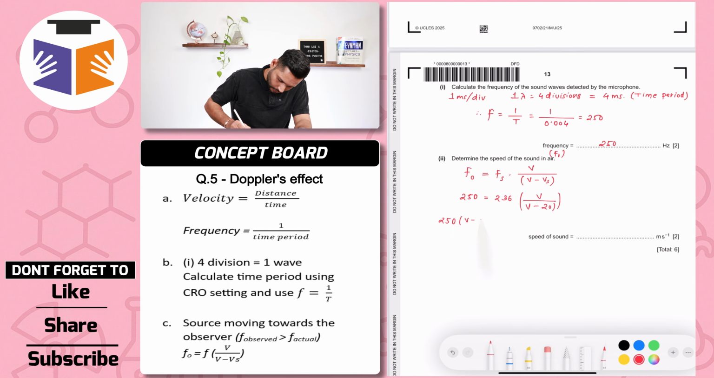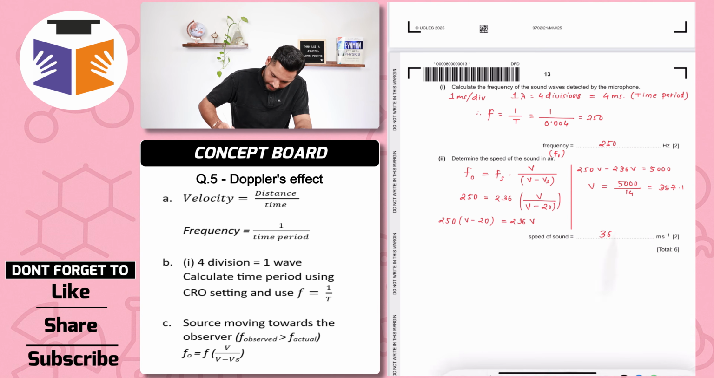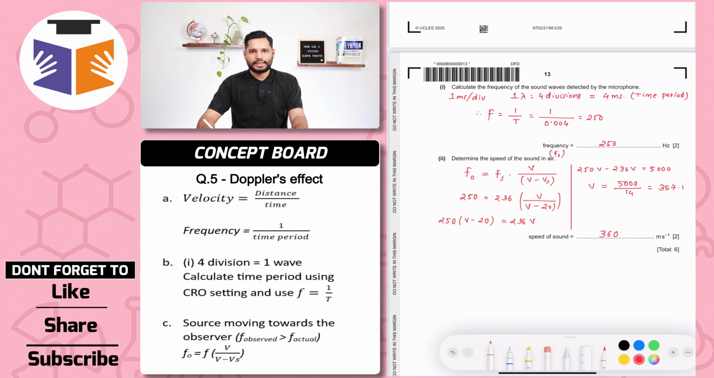So we can write it this way: 250 in bracket v minus 20 is equal to 236 v. So 250 v minus 236 v is equal to 5000, and then v will be 5000 upon 14. This comes to 357.1. We can write this as 360 meters per second.